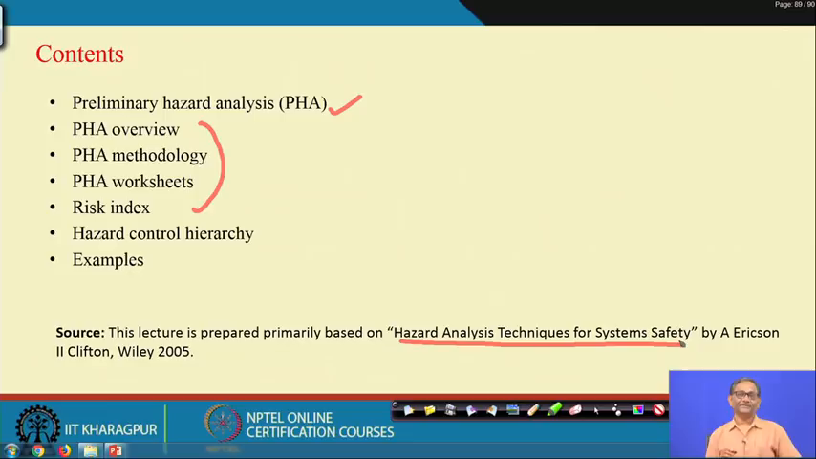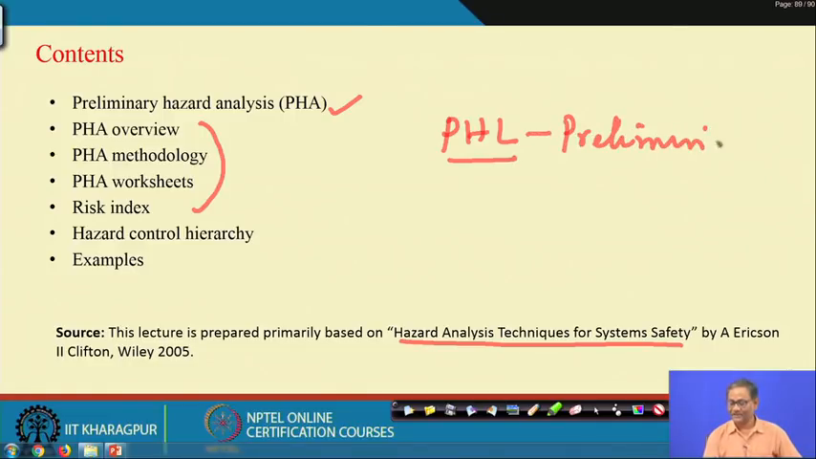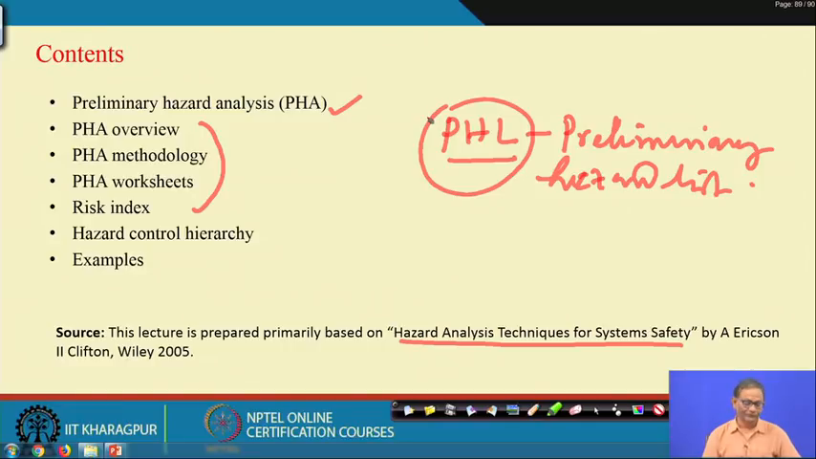Please keep in mind, those who are going through PHA without the preliminary hazard list, my previous lecture, you will face problems. So, I request all of you to first go through PHL, if you have not, and then understand PHA. PHL and PHA are very much related. PHL is the input to PHA. So, let us see that.